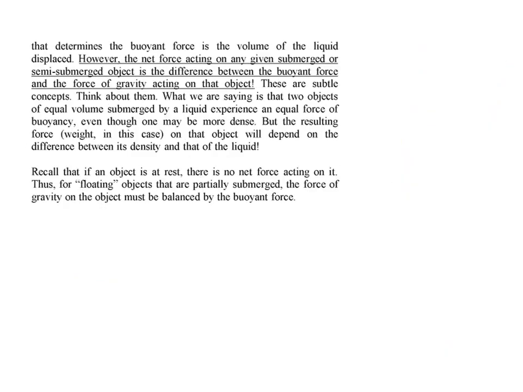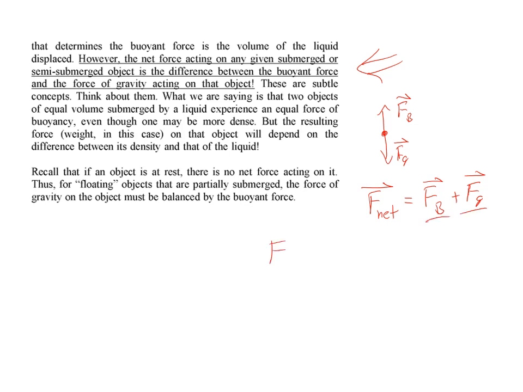We can also do that free body diagram one more time and just realize that the force of gravity is a vector and the buoyant force is also a vector, but pointing in opposite directions. So the net force acting on the object is going to be the vector sum of the buoyant force and the gravitational force acting on that object. And depending on which one of these forces is greater, the net force could be upwards or downwards.